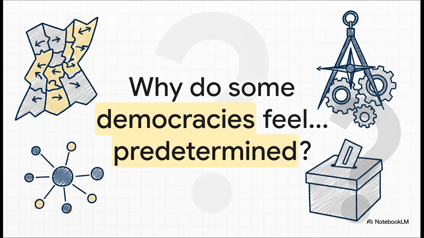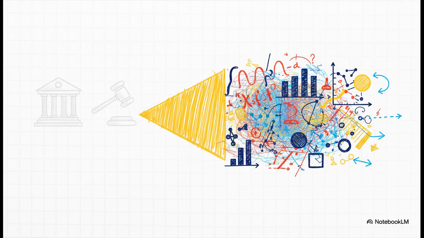You ever get that feeling? That nagging sense that no matter how you vote or who you support, the outcome just feels set in stone? It's this weird feeling that maybe the game is rigged before we even show up to play. Well, what if that's not just a feeling? What if it's actually baked into the system?